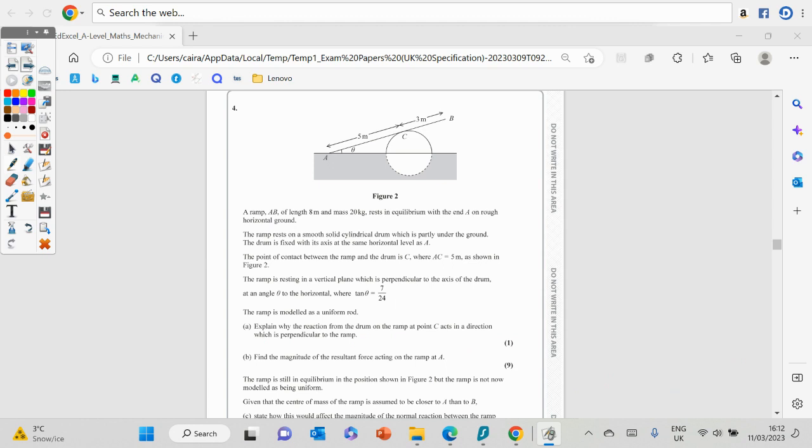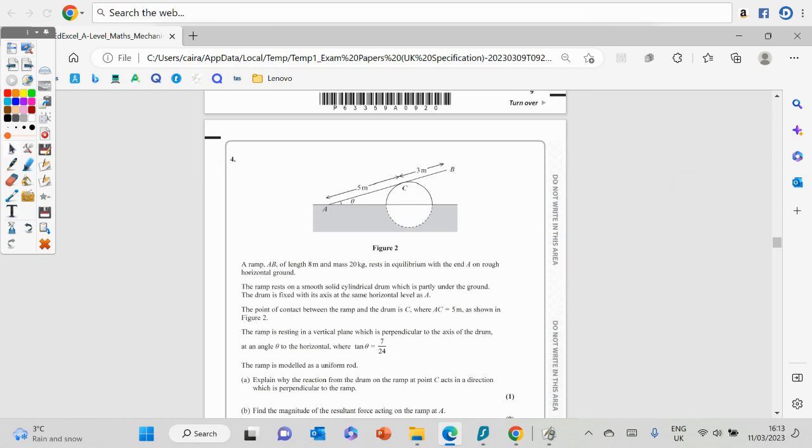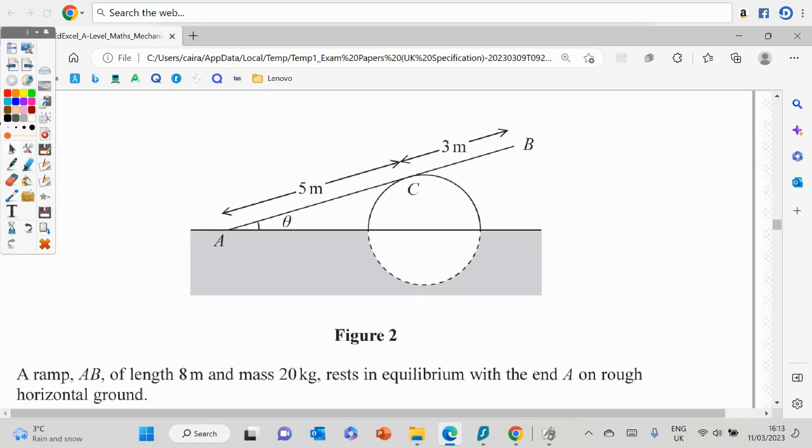Alright, and now we've got this 9 marker, and this is one of the reasons why I think this question was answered really badly, because people only got about 25% of the marks on this question. So you can probably imagine it's going to be quite a hard question. Find the magnitude of the resultant force acting on the ramp at A. So I think it makes sense that we redraw the diagram. Let me zoom in a little bit. Much better.